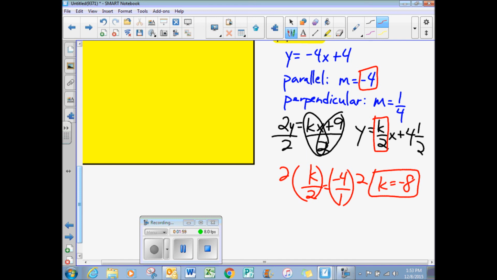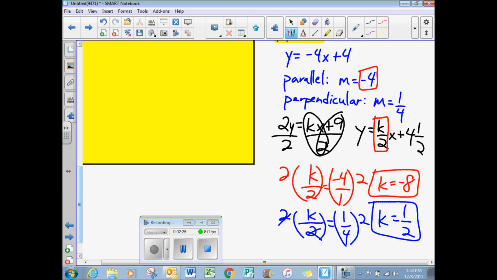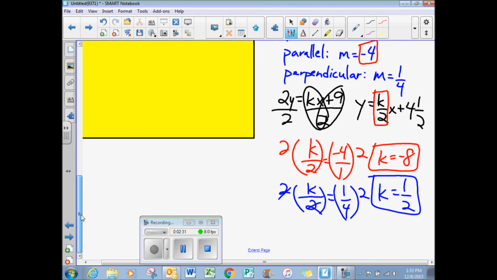Okay, that's the first bonus question. The second one is, what do they need to be perpendicular? It's still k over 2 as my slope, but instead of negative 4, I need it to be 1/4. Again, I multiply both sides by 2 and get k equals 2/4 or 1/2. So 1/2 would give me the correct slope to make that line perpendicular. So there's my first 2 points of my bonus.